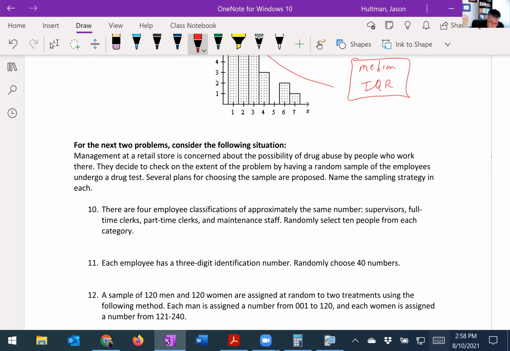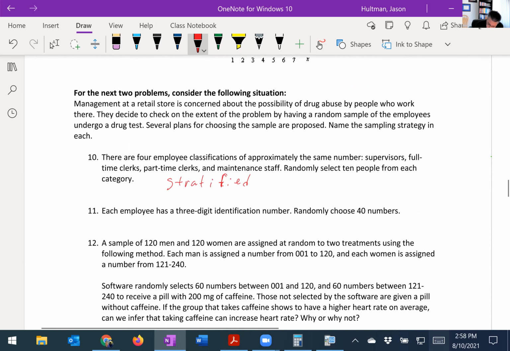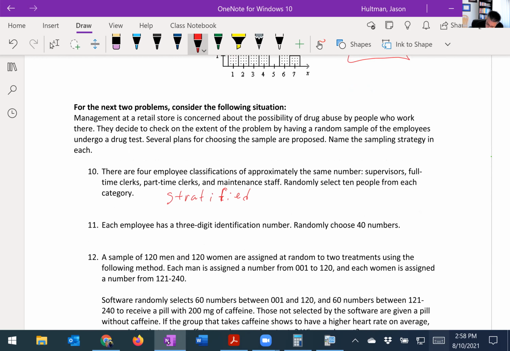So this is a stratified sample. Stratified. Okay, so we take the same number from each category. It's a strata, okay, along each category. Employee has a 3-digit identification number. We randomly choose 40 numbers. So this is just a simple random sample.